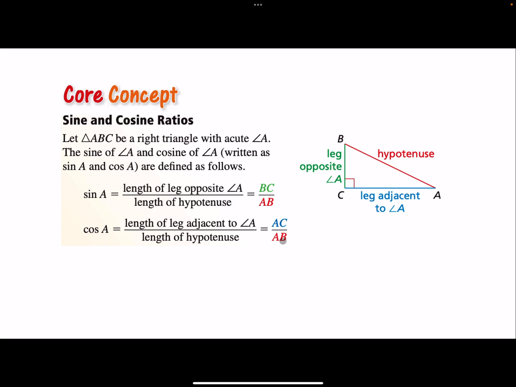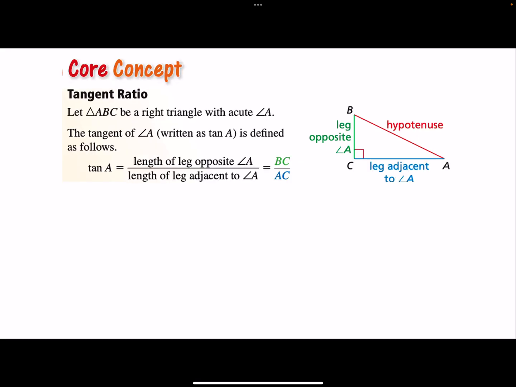And then we have tangent, SOHCAHTOA. What do you think TOA represents? That's right. Tangent is equal to opposite over adjacent. So if we're still dealing with angle A as my theta, the tangent of it is going to be equal to whatever the opposite leg is, which is BC, over the adjacent leg, which is AC. So BC over AC, opposite over adjacent. It's tangent.